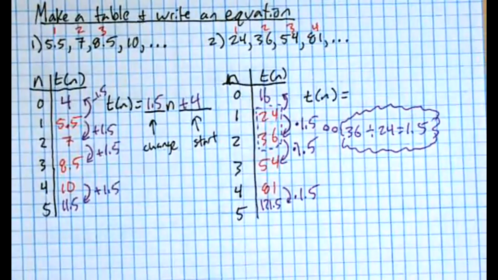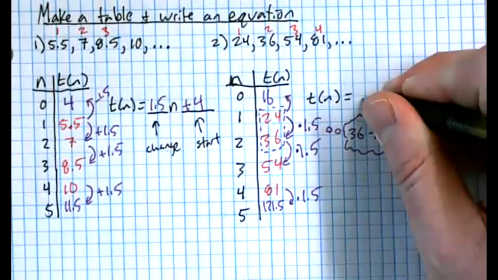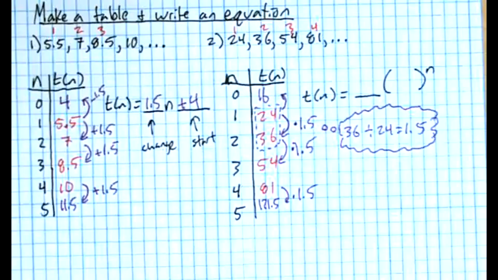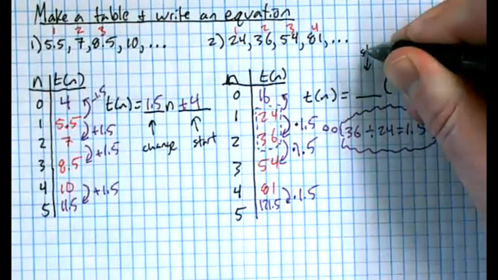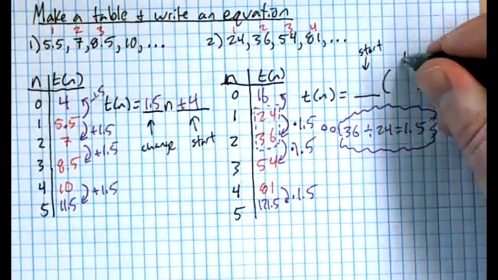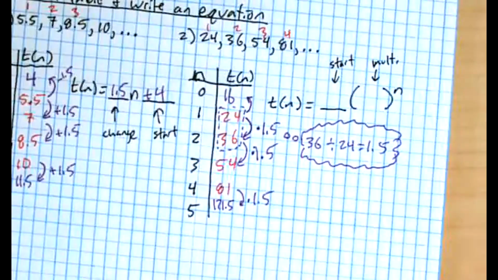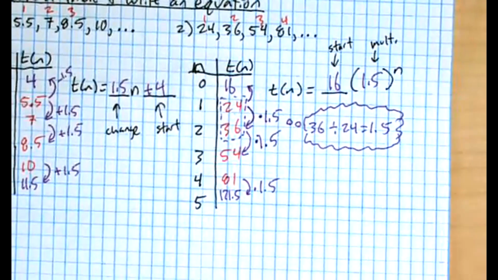All right, and this is a geometric sequence because we're multiplying. So we need an equation that looks like this. And in these equations, the start value goes in the front and your multiplier goes inside the parentheses. So our start value was 16. Our multiplier was 1.5. So the equation we need to write is 16 times 1.5 to the n. How many people were able to get that equation? Awesome. Well done.